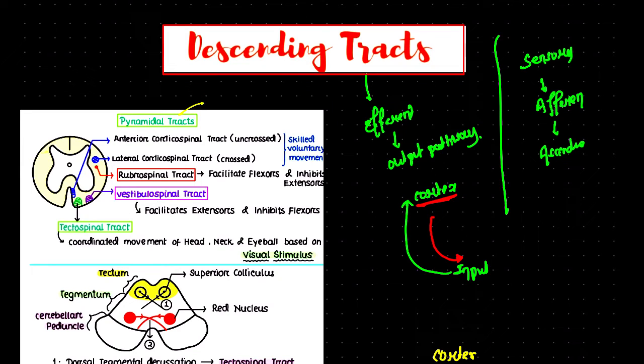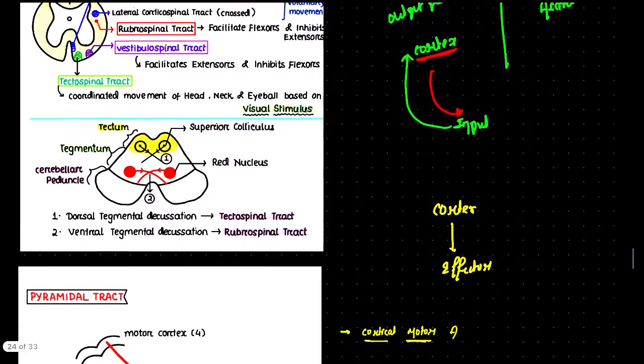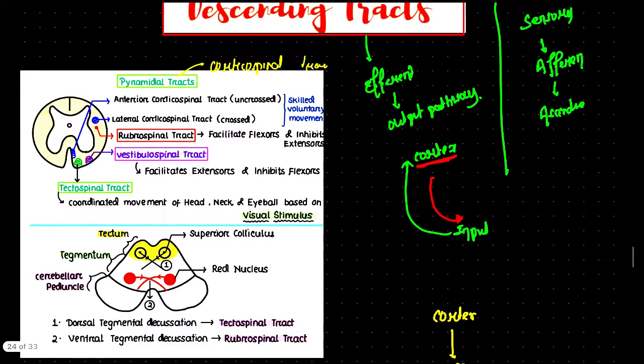The corticospinal tract, because they originate at the cortex and then move toward the spinal cord. And another is our extrapyramidal. Why the name extrapyramidal? It means they are not originating from the cortical region, they are originating from other subcortical regions, that's why.